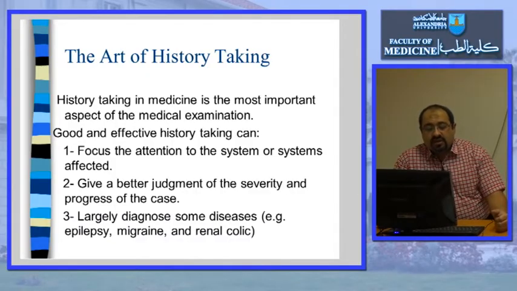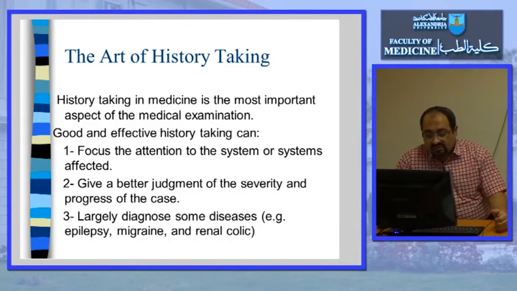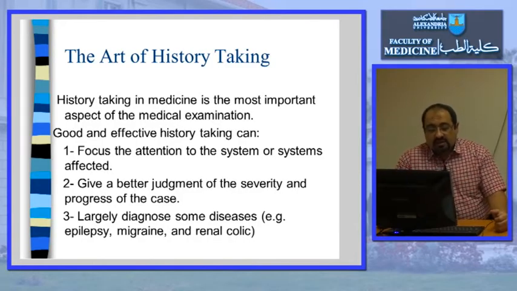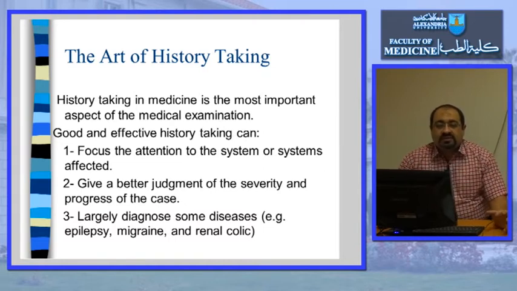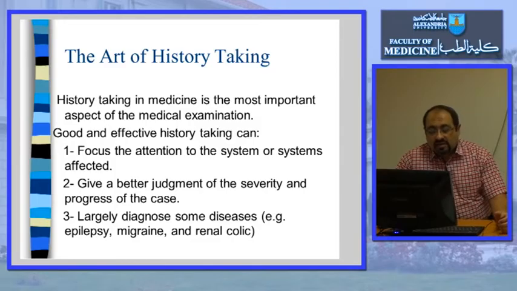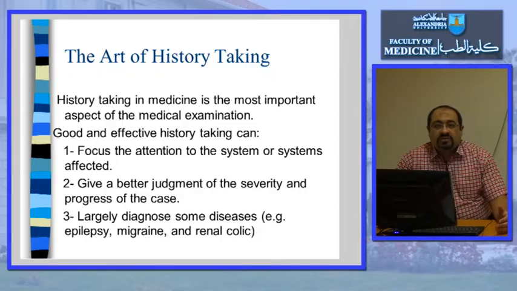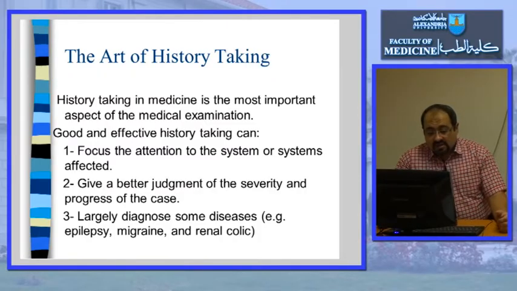In order to do a good and effective history taking, you need to focus your attention on the system or the systems affected. So at the end of the history, you at least decide which system of the patient is affected, and later on proceed with the examination or the investigation needed for that system.